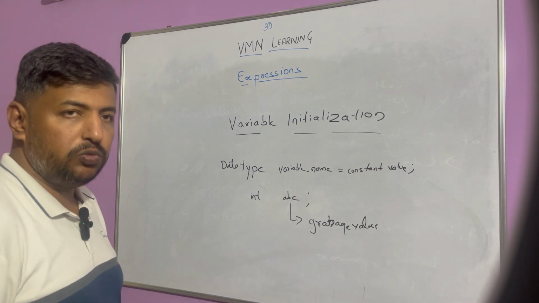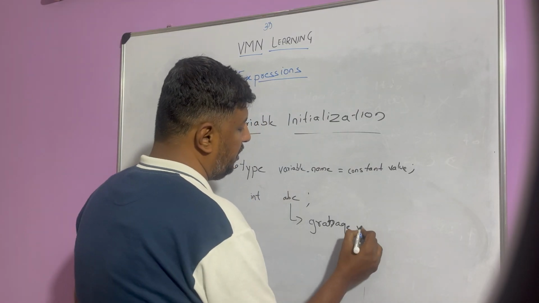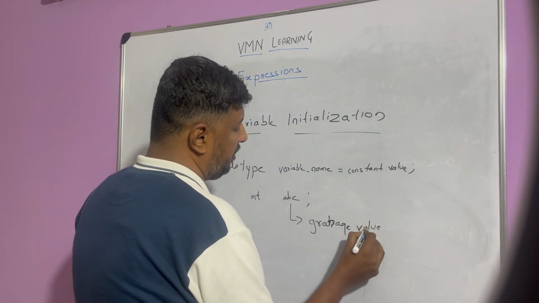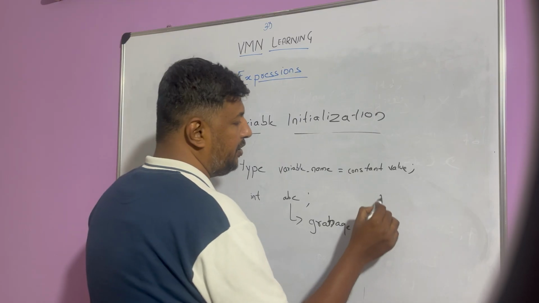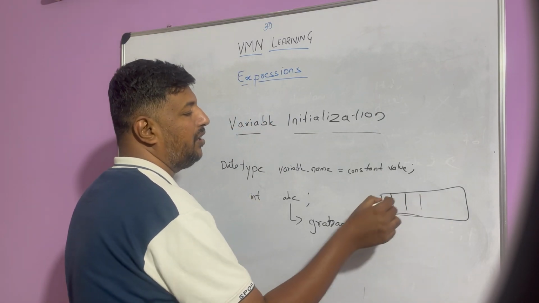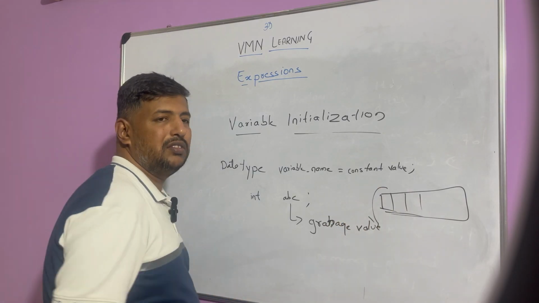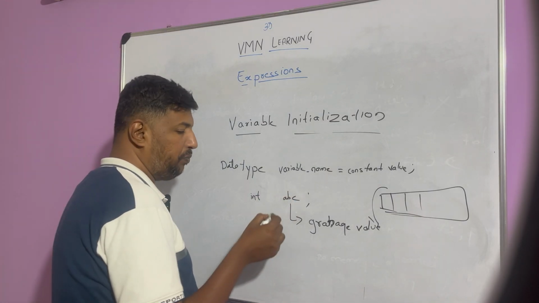But which garbage value? What is the garbage value here? Garbage value is nothing but, when I say initialize, it will allocate it in the memory. Whatever will be there here, that garbage value will be displayed; it will be pointing to.